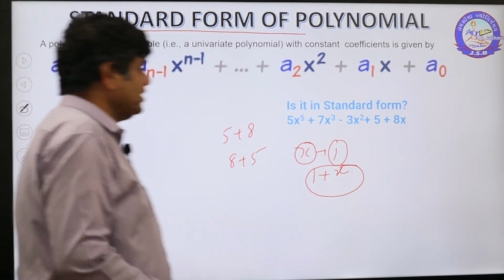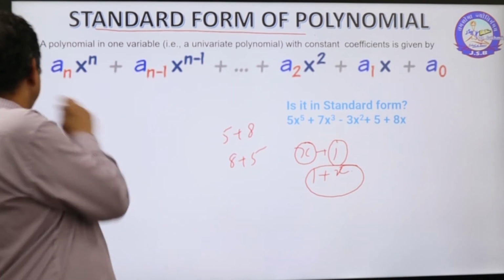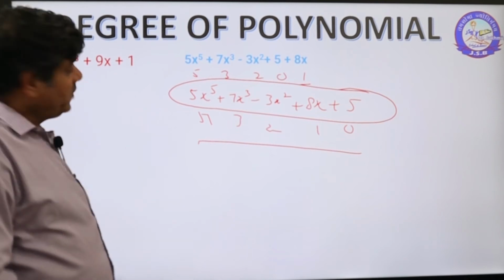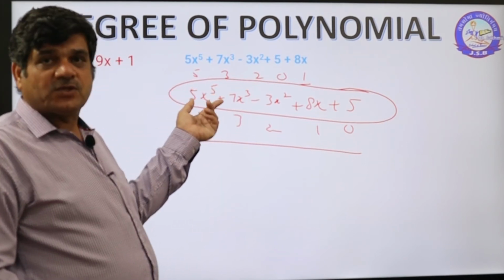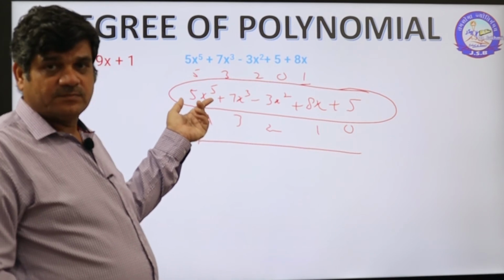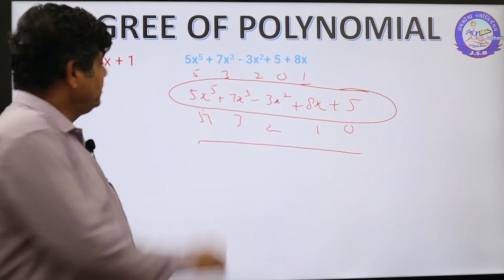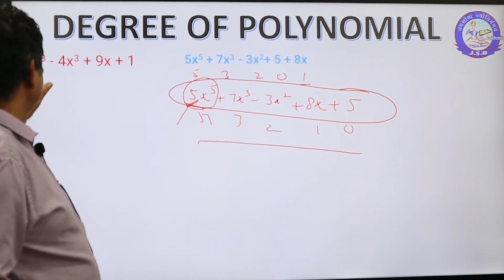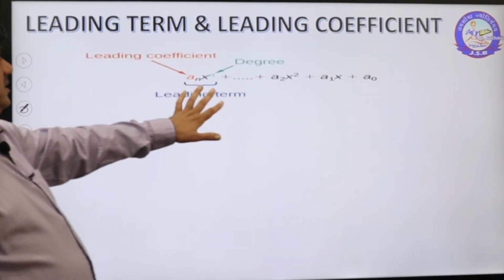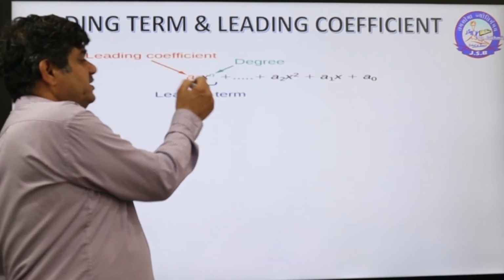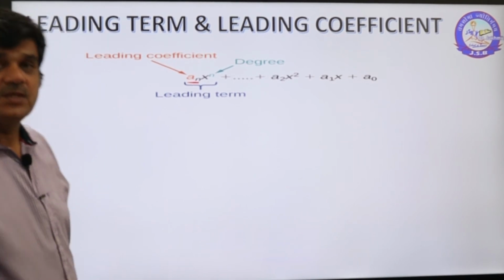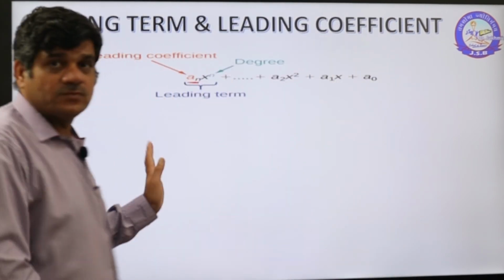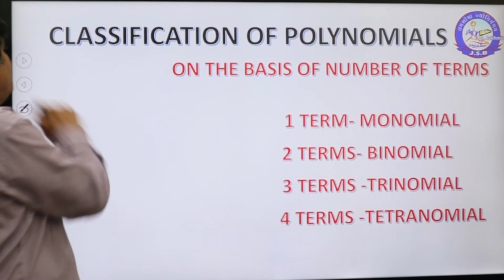So when you write something in the standard form, like we did here in the previous slide, the first one is called leading term. This is called leading term, and its constant part is called leading coefficient. So the first term is the leading term, and its number multiplied to it is called leading coefficient. I hope this is clear now.